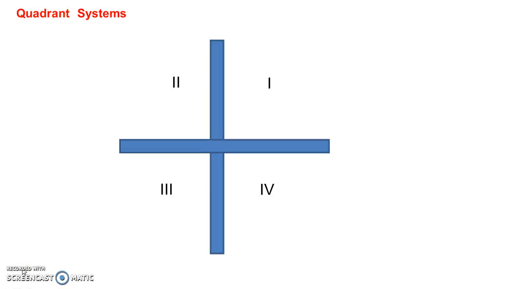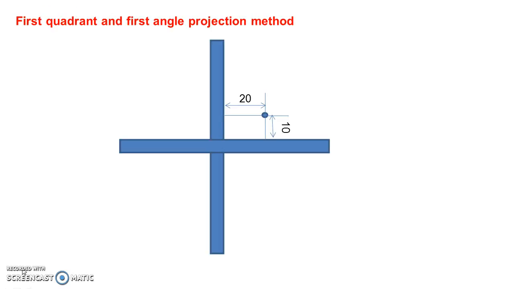Already the students are familiar with the quadrant system. As shown in the figure here, first, second, third and fourth quadrants are shown. The first quadrant is the upper right side, the upper left is the second quadrant, then the lower left is the third quadrant, and the lower right is the fourth quadrant.